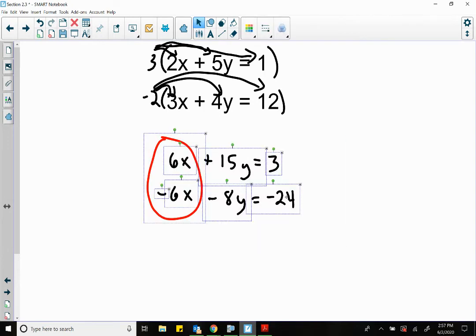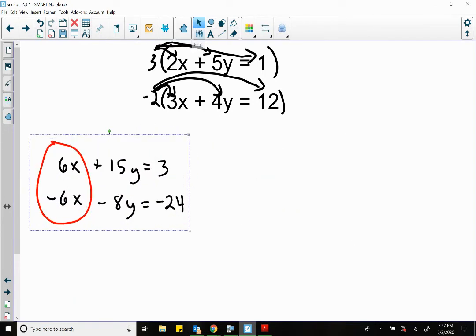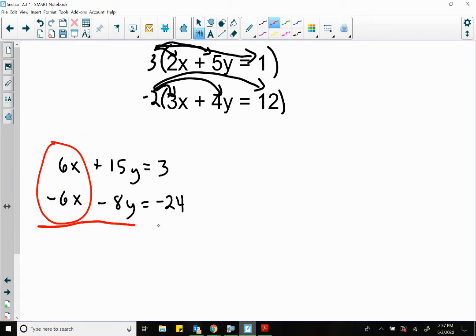Okay, let's grab this, move this over a little bit. There we go. So step 2, we're going to add down. What's going to happen with the x's? They're going to cancel. So 15 minus 8 gives us 7y. And 3 plus a negative 24 gives us negative 21. So there's step 2. Step 3 says divide. So we divide by 7. y equals negative 3.